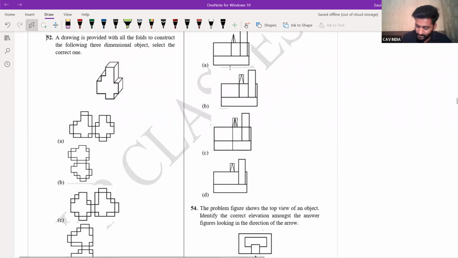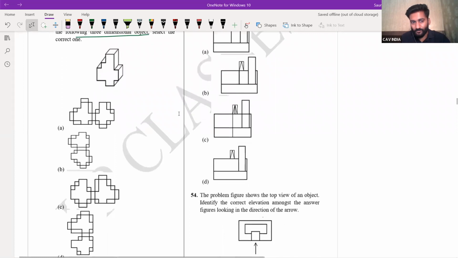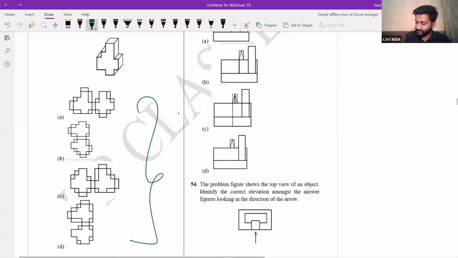Now, next question is: a drawing is provided with all the folds to construct the following 3-dimensional object. Select the correct one. Basically, this is a kind of surface development. All these options are given. You need to see which one is the right one, so that when you fold it, you will get this as the answer. Now, one method is that you start visualizing folding it, but that would be very difficult and time consuming. The very first step you can do is just count the surfaces in the question figure and in all the options.